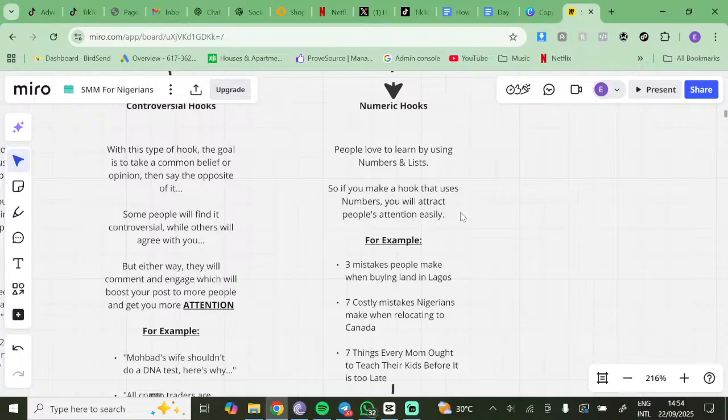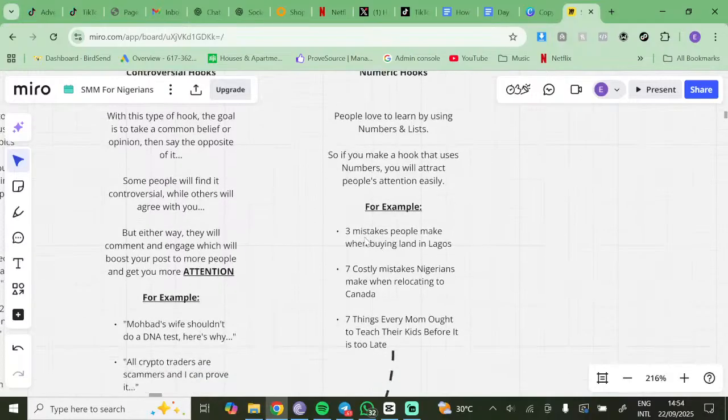They do that because content that has numbers almost always goes viral if you do the content well and your content actually educates people and gives value. So for example, let's say I'm selling a digital product that teaches people how to make money from real estate. Then I could have content where my hook says 3 mistakes people make when buying land in Lagos.